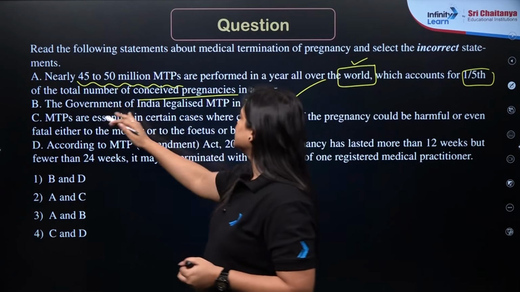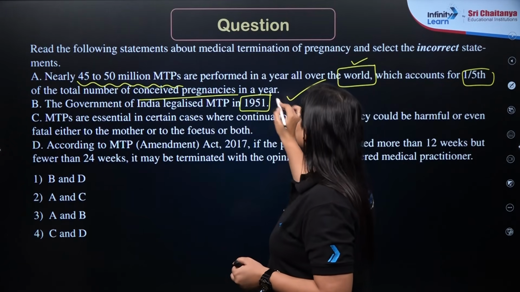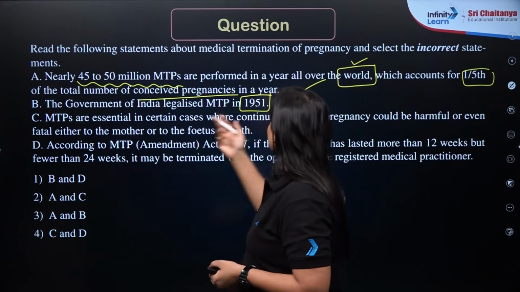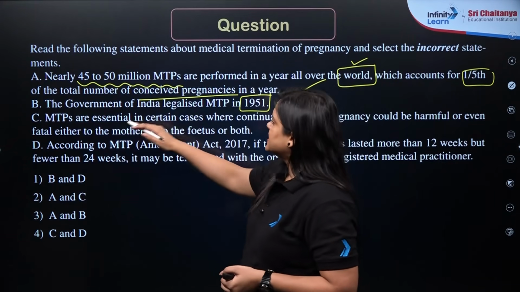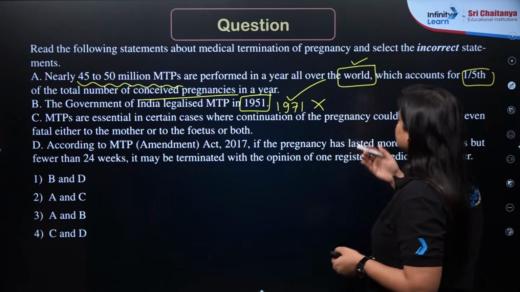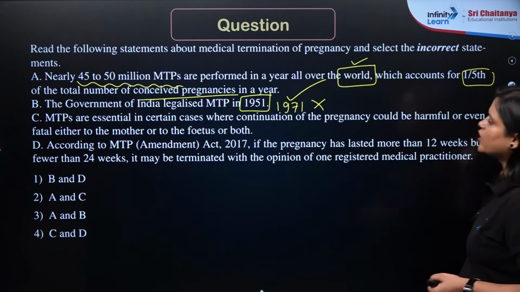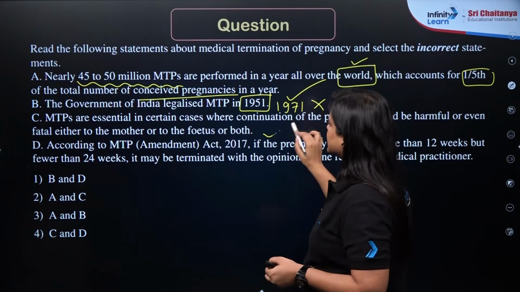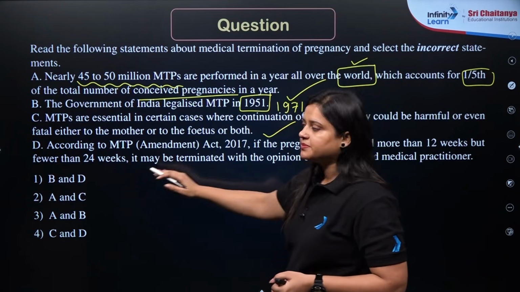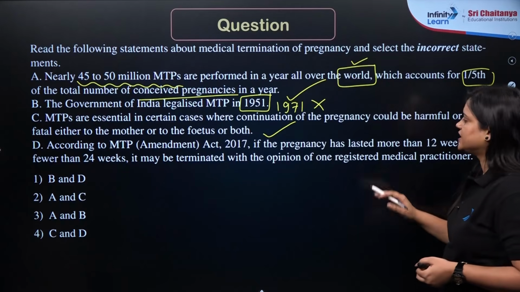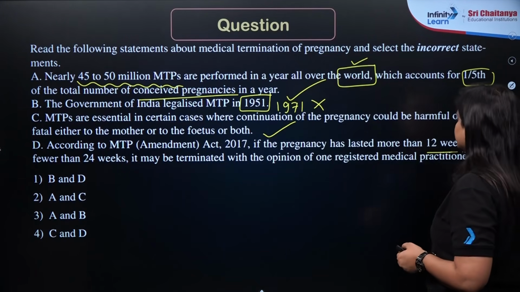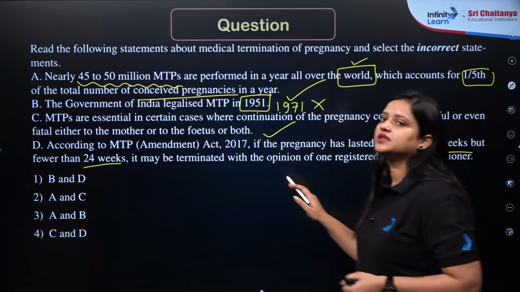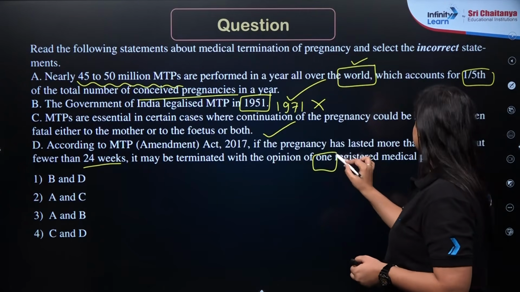The government of India legalized MTP in 1951. It is 1971, so it is wrong. MTPs are essential in certain cases where continuation of the pregnancy could be harmful or even fatal either to the mother or to the fetus or both. That is true. Now, according to the MTP Amendment Act in 2017, if the pregnancy has lasted more than 12 weeks but fewer than 24 weeks, it may be terminated with the opinion of one registered medical practitioner.